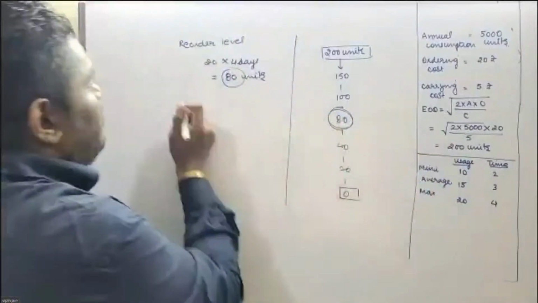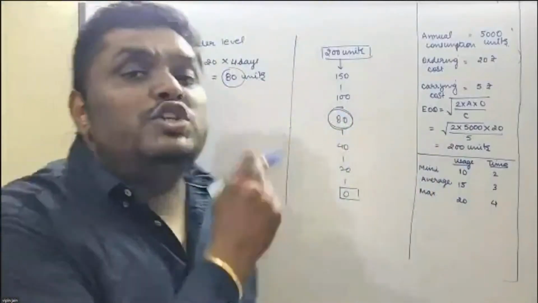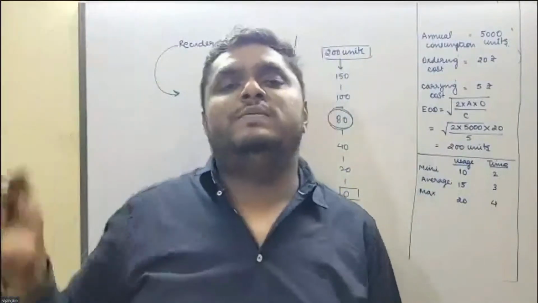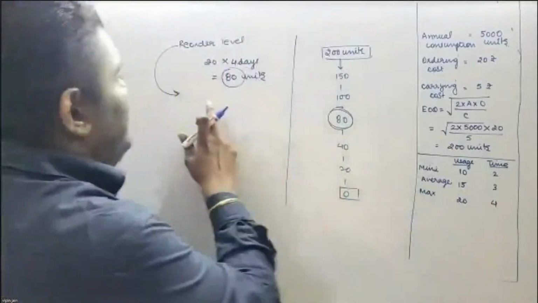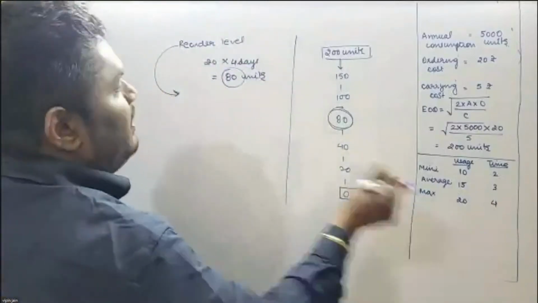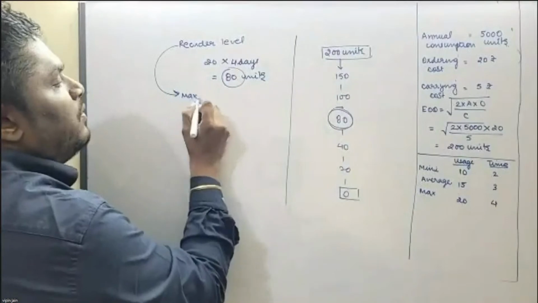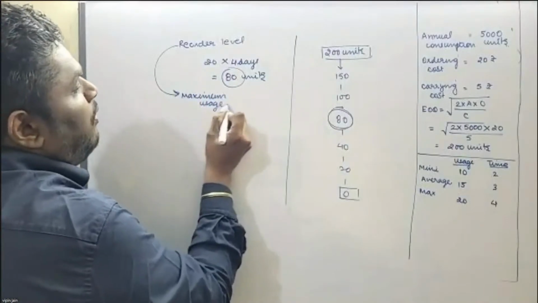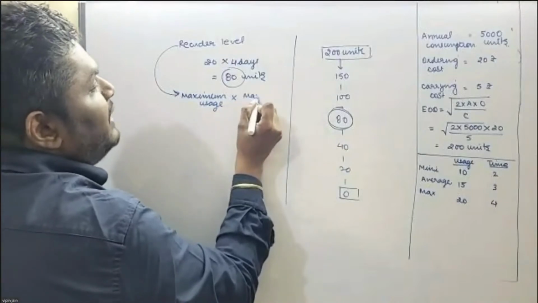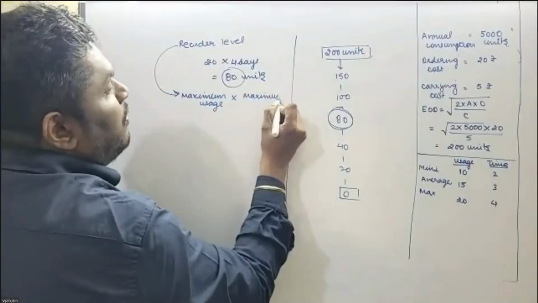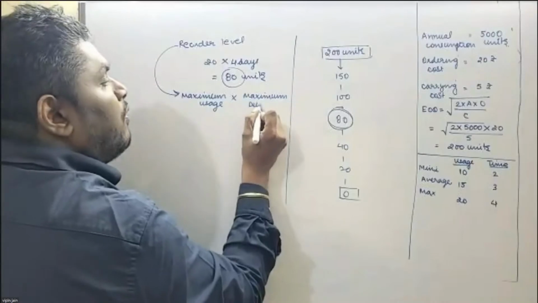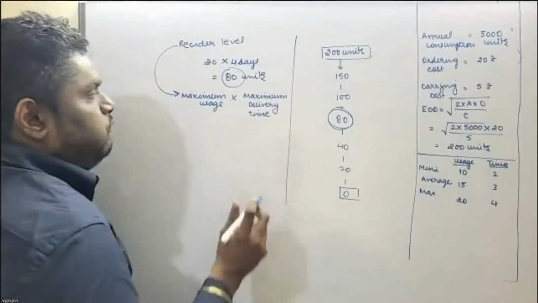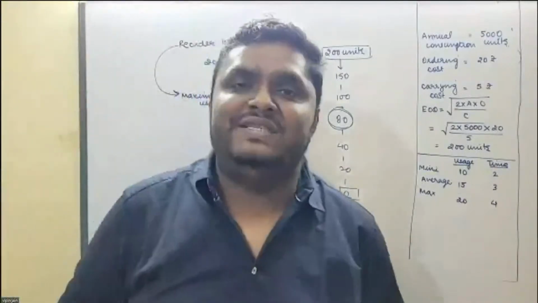So when talking about reorder level, it uses the most pessimistic approach. Pessimistic approach use करते हैं कि in worst possible scenario what will happen. So herein we can say 20 is what? The maximum usage, into maximum delivery time. Maximum usage into maximum delivery time.